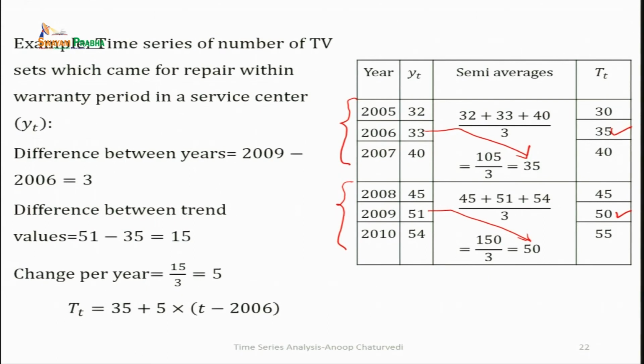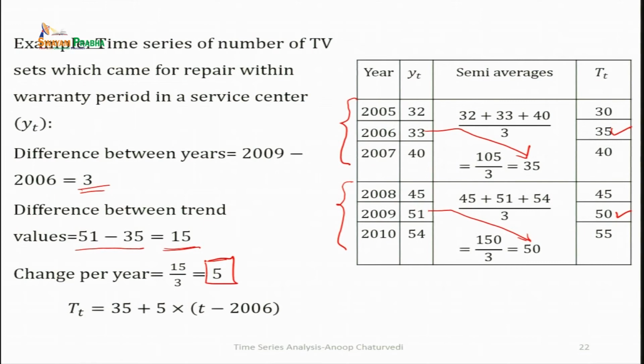The time interval between 2006 and 2009 is 3 years. And the difference in trend values of these 2 years, 2009 and 2006, is 51 minus 35, which is equal to 15. So, using these two figures, you can easily calculate the change per year, which is 15 upon 3, or 5.